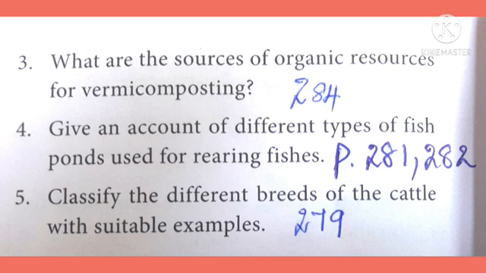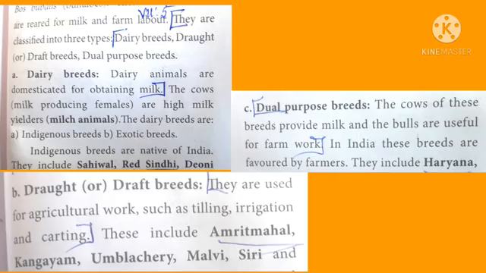Roman numeral 7, question number 5: Classify the different breeds of cattle with suitable examples. Turn to page number 279. There, see cattle breeds. In that paragraph, in the last to third line, they are classified into 3 types.